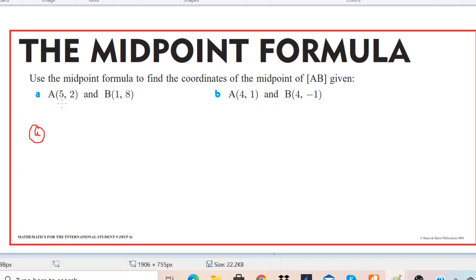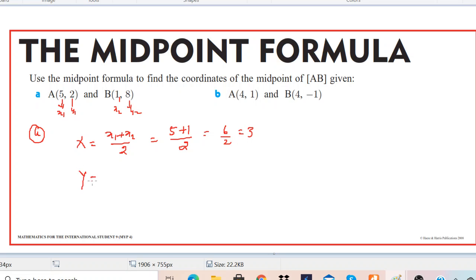Over here we are given the coordinates of A as 5 comma 2. So we can say this is x1, this is y1 and this is x2 and y2. We have learned the formula: x1 plus x2 divided by 2 gives us the x coordinate of the midpoint. So 5 plus 1 divided by 2, so it's 3, which is the x coordinate of the midpoint.